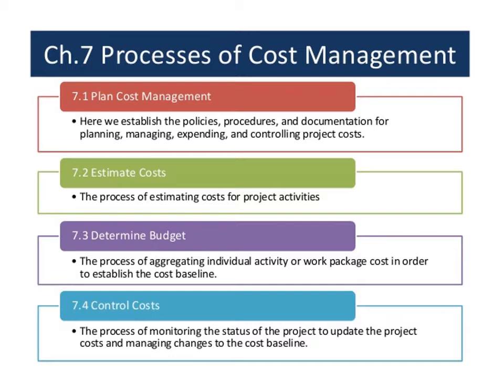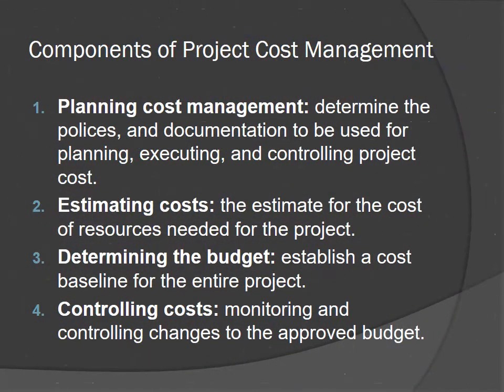Project cost management is comprised of four processes: plan cost management, estimate costs, determine the budget, and control costs. Planning cost management is determining the policies and documentation to be used for planning, executing, and controlling project costs. Estimating costs is the estimate for the cost of resources needed for the project. Determining the budget establishes a cost baseline for the entire project. Controlling costs involves monitoring and controlling changes to the approved budget.